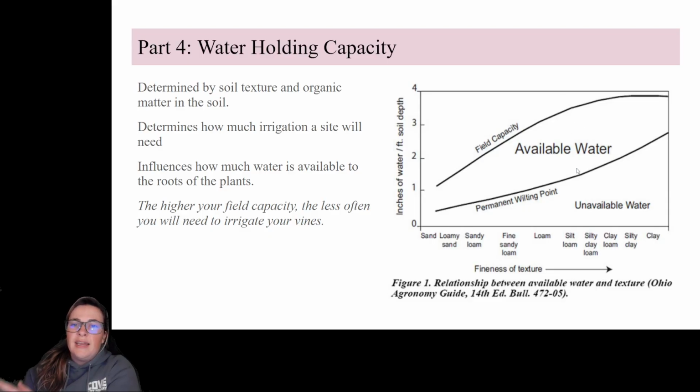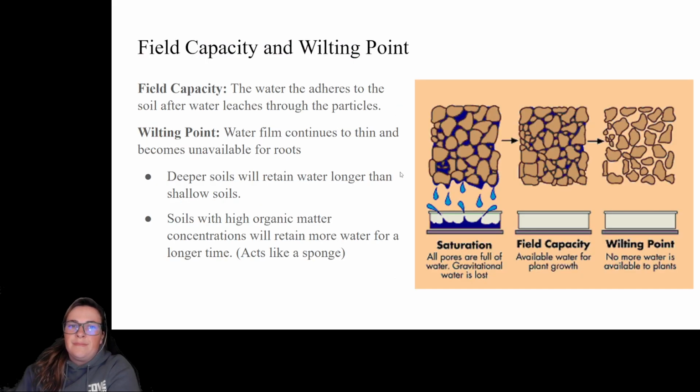So you want to be somewhere in between these two, right? And as you can see, as we go from sand to clay, clay has the highest field capacity. And then you wouldn't have to really water your plants at all if you had clay. But clay is not great for vines, and we'll talk more about that.